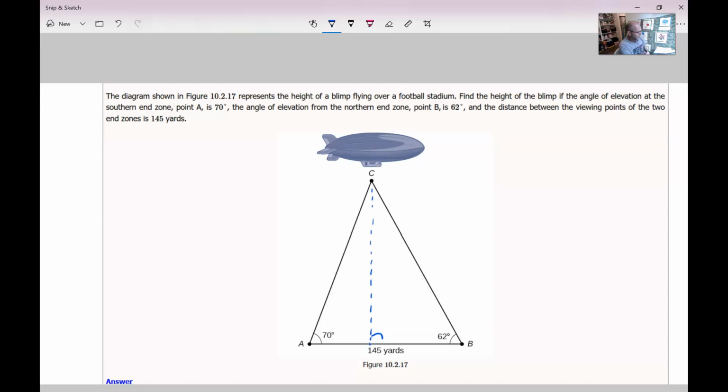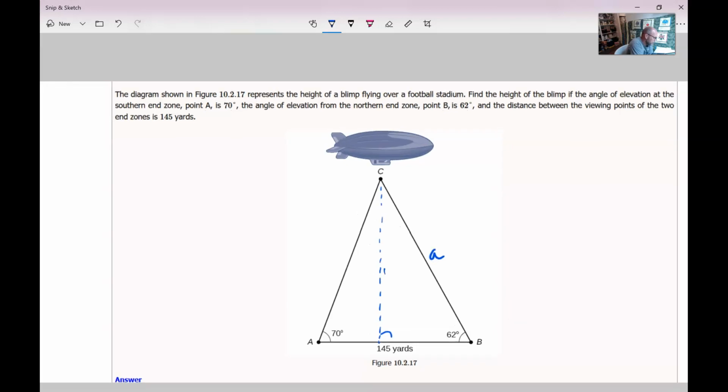Okay. So if we need to know this height, my strategy is I'm going to find this side first and then use either law of sines or just regular right triangle trig to find the height. But we've got to find A first. You can't find the height without finding A first. Or you could find B if you wanted to, it doesn't matter.